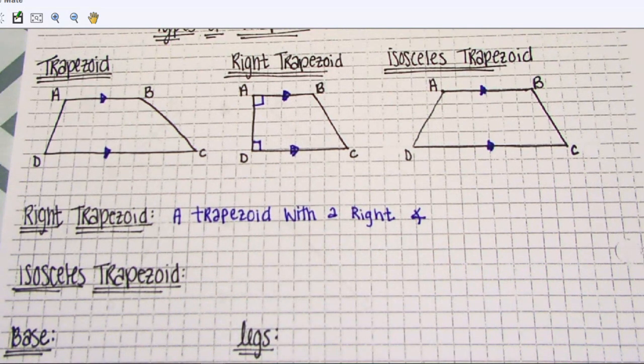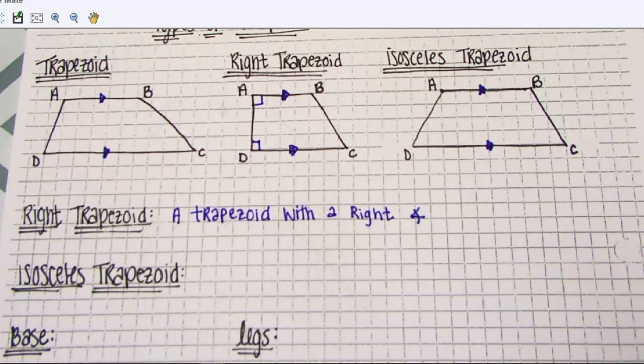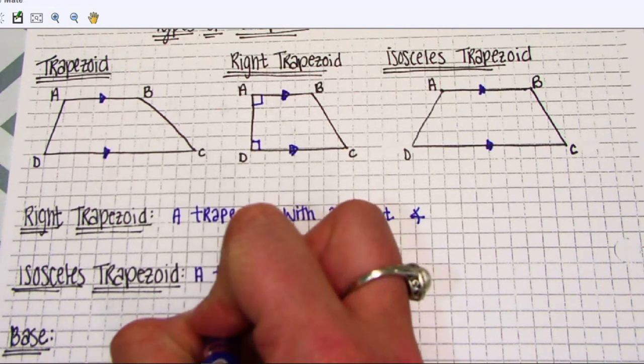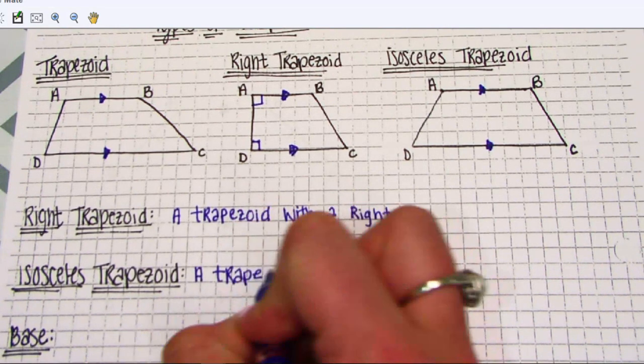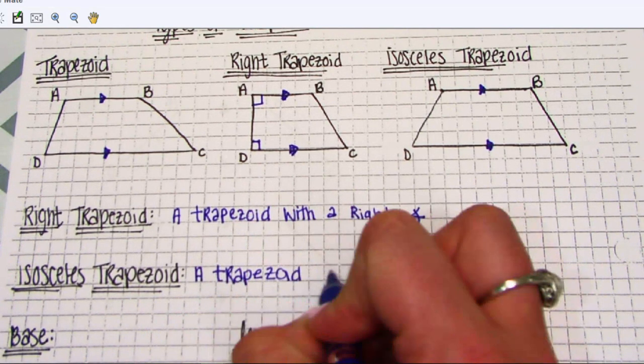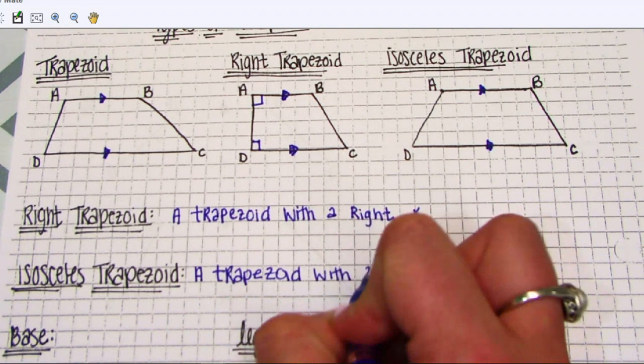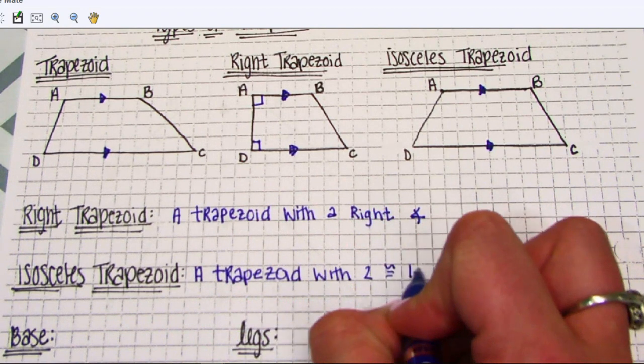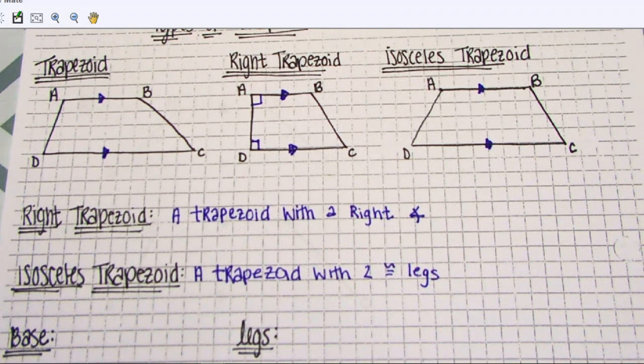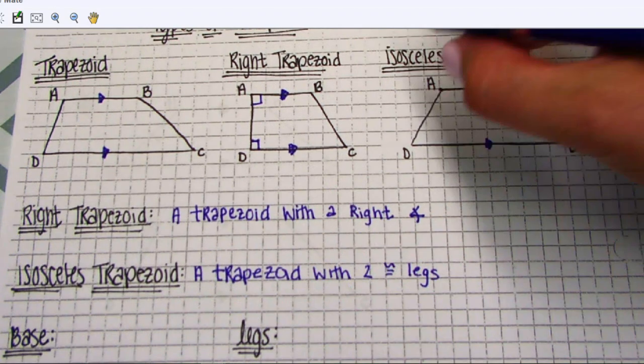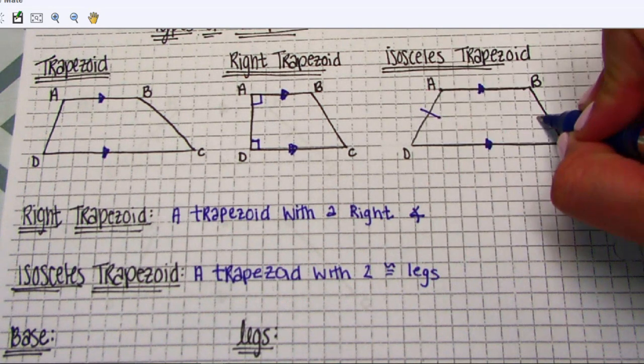Now, an isosceles trapezoid is basically like an isosceles triangle. It's got 2 equal sides. So it's a trapezoid with 2 congruent legs, which is a vocab word we'll talk about in just a second. But the legs are the non-parallel sides. So that would be like here and here.